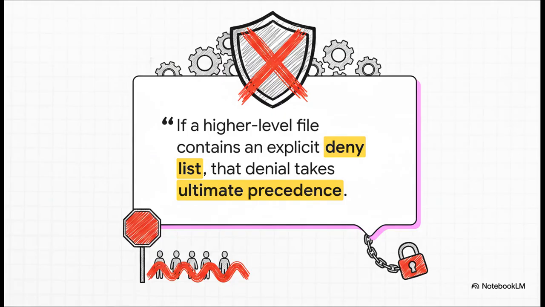But, and this is probably the most important safety rule of all, there is one major exception. If a higher-level setting, say something from your company's IT department, explicitly denies a tool or a permission, your agent file cannot override it. A deny always wins. It's a fundamental security barrier that keeps your system safe.